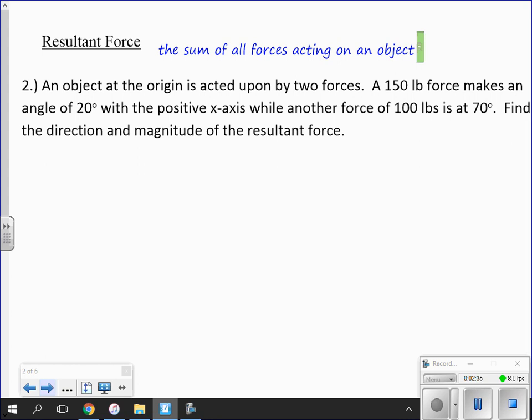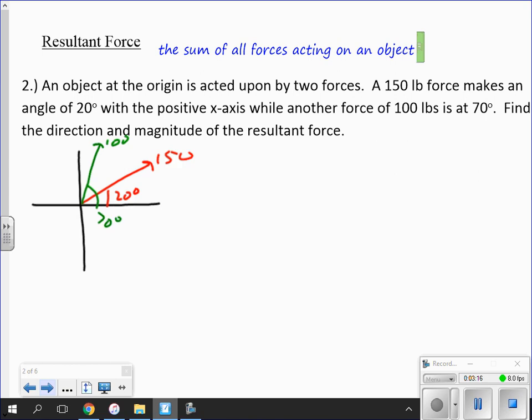An object at the origin is acted upon by two forces. A 150-pound force makes an angle of 20 degrees with the positive x-axis, while another force of 100 pounds is at 70 degrees. Find the direction and magnitude of the resultant force. In other words, what is moving the object? What direction is it going? What is the combined force? So we have one force that is 150 pounds at 20 degrees, and another force that is 100 pounds at 70 degrees. What is the resultant force?